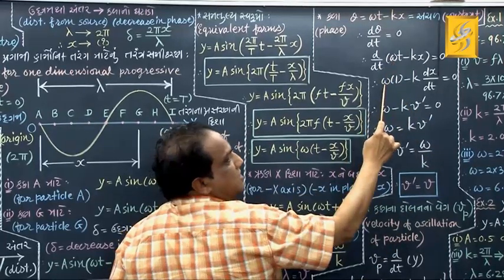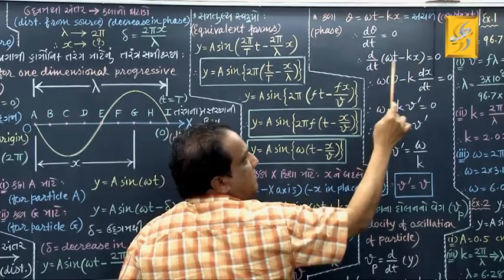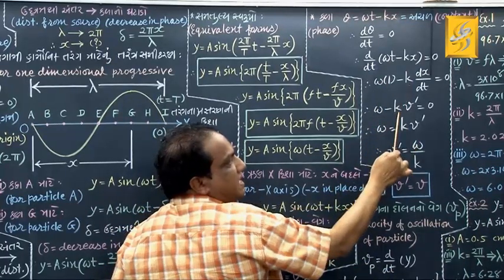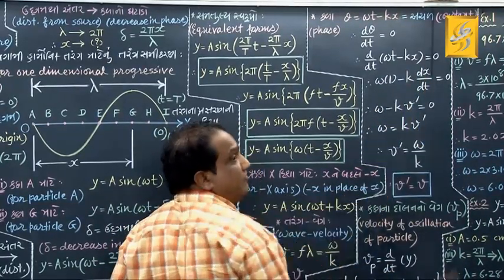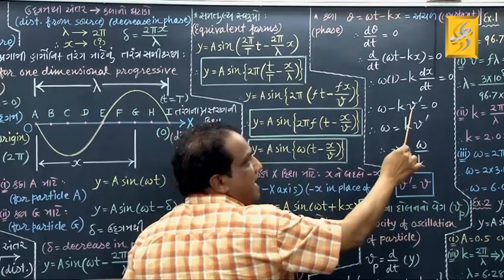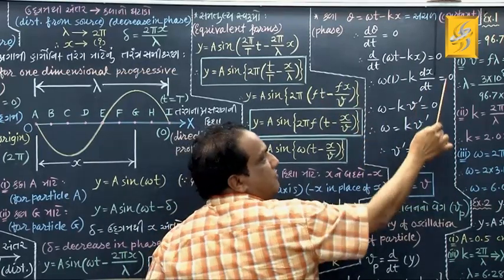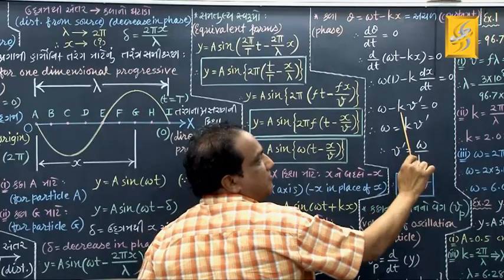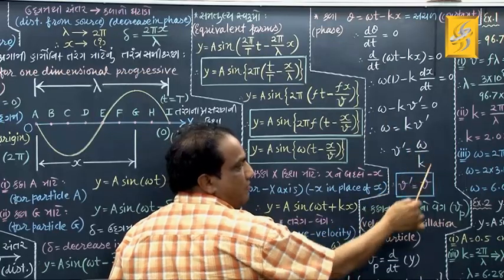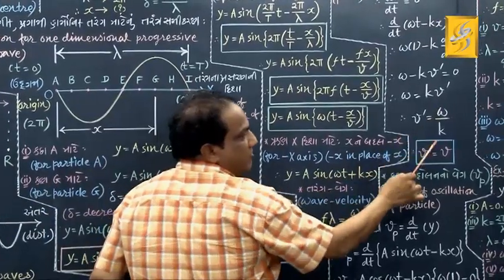Now come on, omega is constant, d by dt of t is 1, minus k is constant, dx by dt, that equals 0. Omega into 1, that is omega, minus k as it is. This is the speed of constant phase. Let it be shown by symbol v dash, which we call phase speed. Let it be v dash, and that equals 0. Now transfer this. From minus it will become plus. Find out v dash. It is now omega upon k. But don't you know omega upon k? Omega upon k is nothing but wave velocity. So this can be replaced by wave velocity.